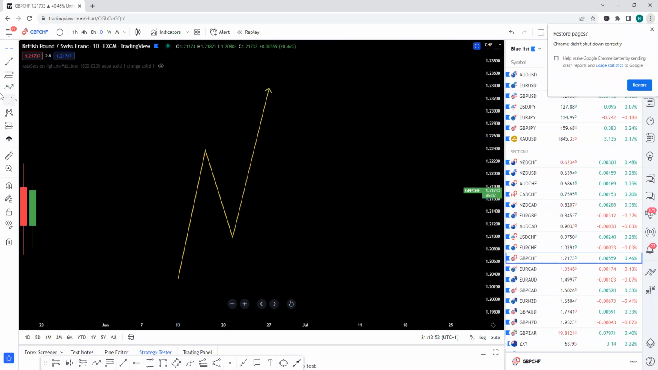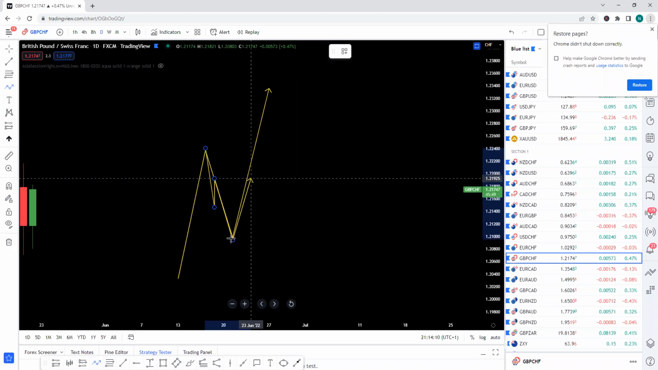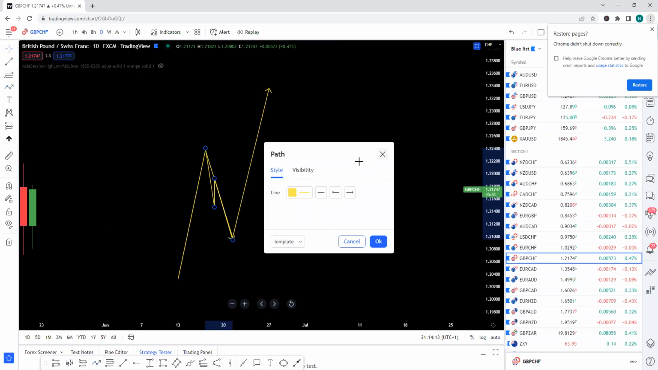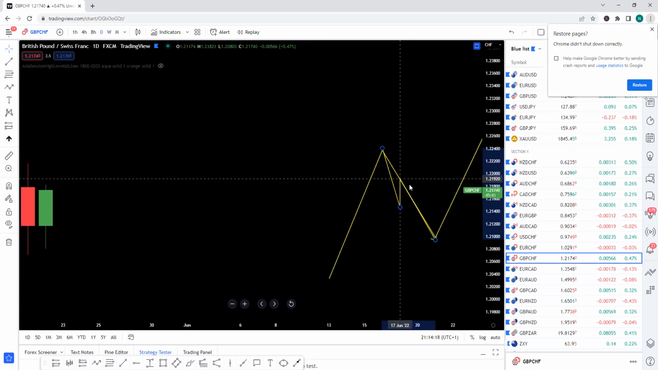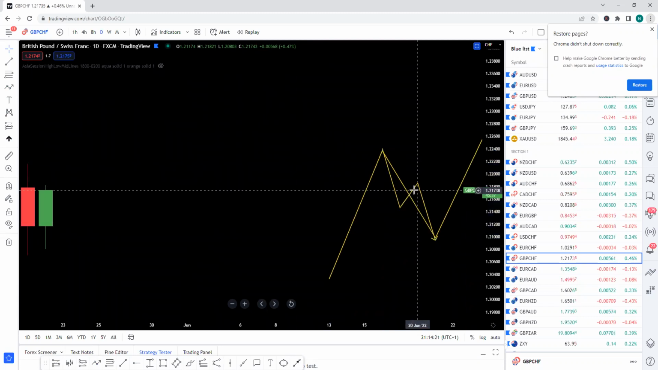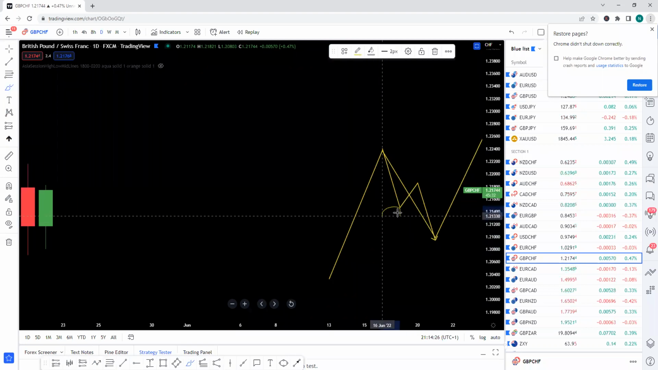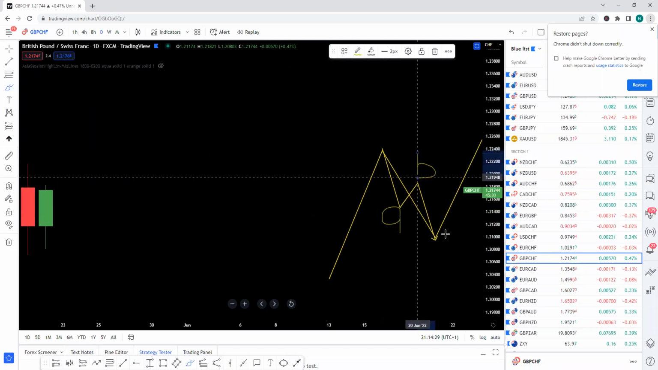Do you understand now? So here there's an impulse. It's going to be very sharp, very fast, and very strong. Then this correction is going to be very slow, and usually in 3 waves. And then you see the last push, continuation to the upside. Now, these three waves in the middle are labeled A, B, and C. This is A, this is B, and C.